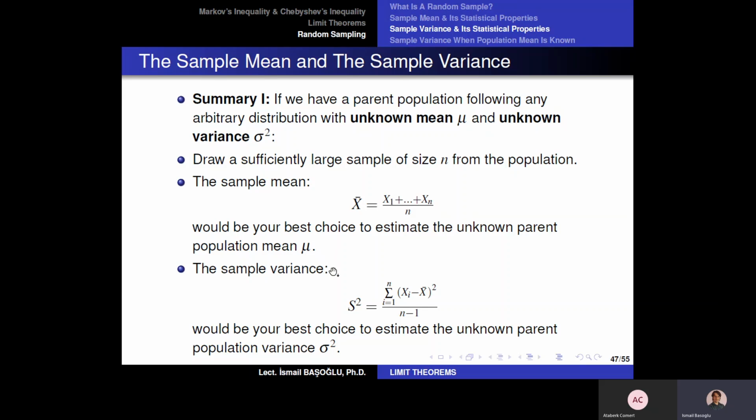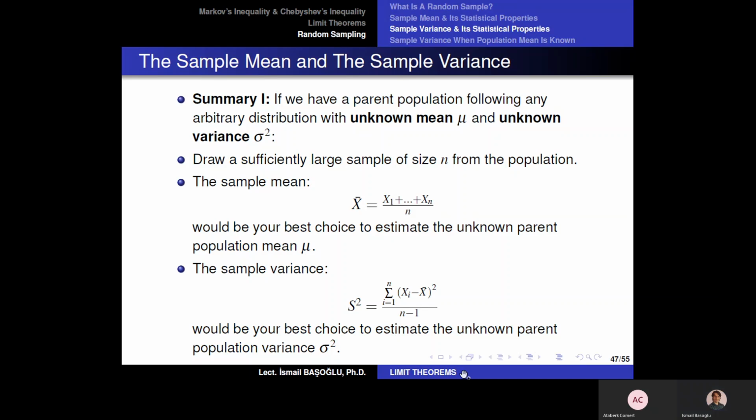Similarly, the sample variance is going to be my best choice to estimate the unknown parent population variance sigma square. These are just going to be predictions, respectively, for the unknown parent population mean and the unknown parent population variance. The larger the sample size you use, the better the accuracy of these estimates.